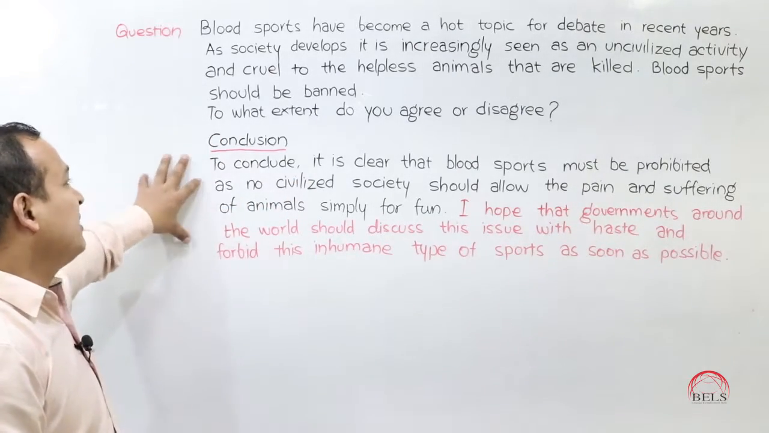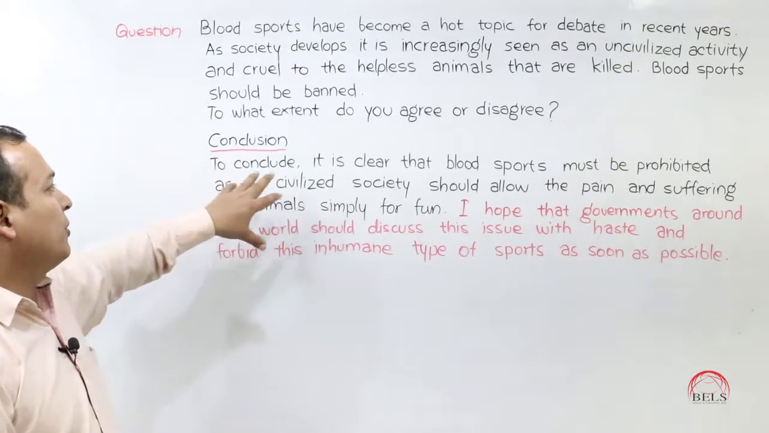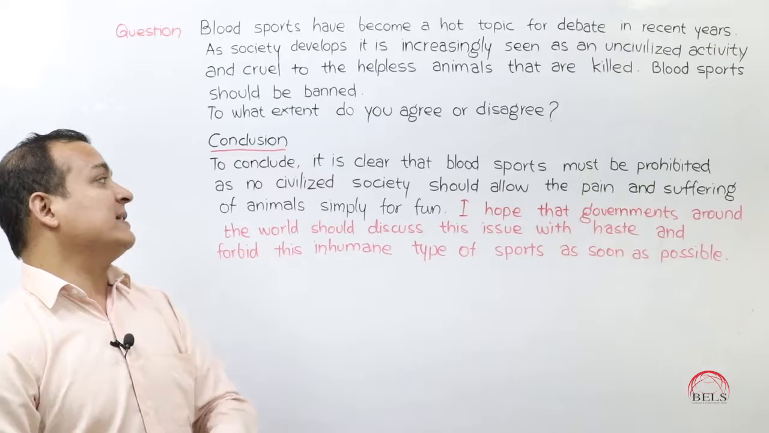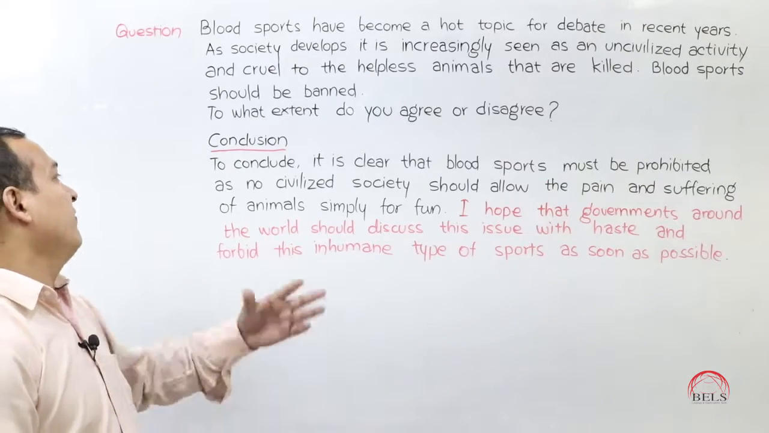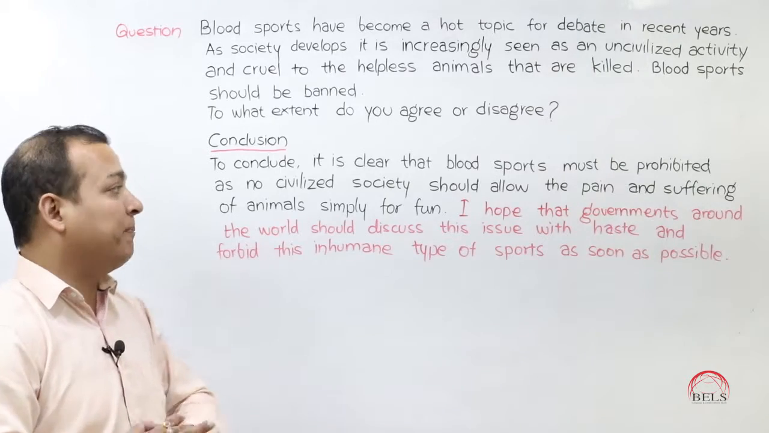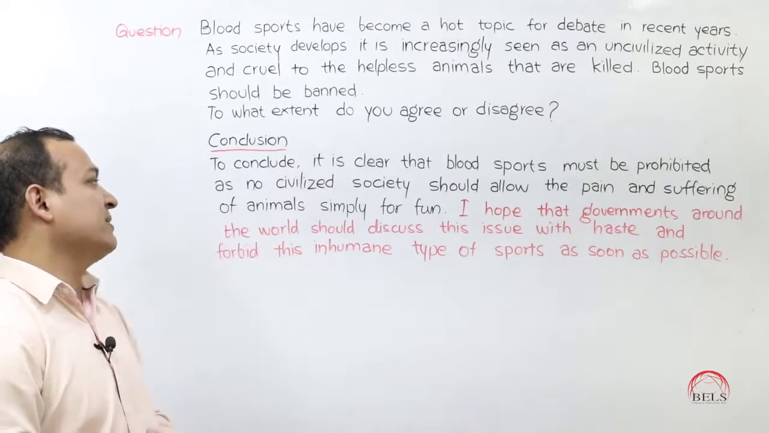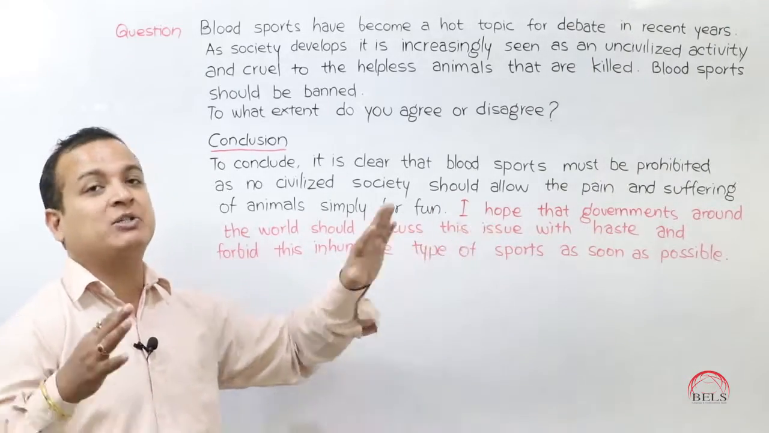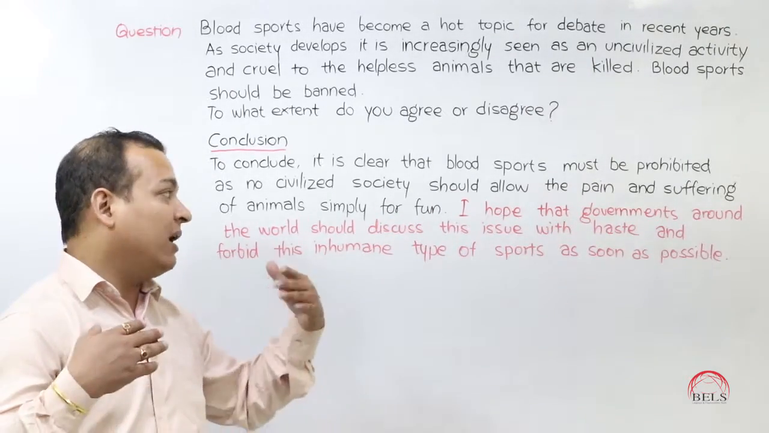So how I have written the conclusion part of this. To conclude, this is very important, use the comma after this. It is clear that blood sports must be prohibited, as no civilized society should allow the pain and suffering of animals simply for fun. Now you have to give your recommendation, meaning your prediction about it, as I've explained before.